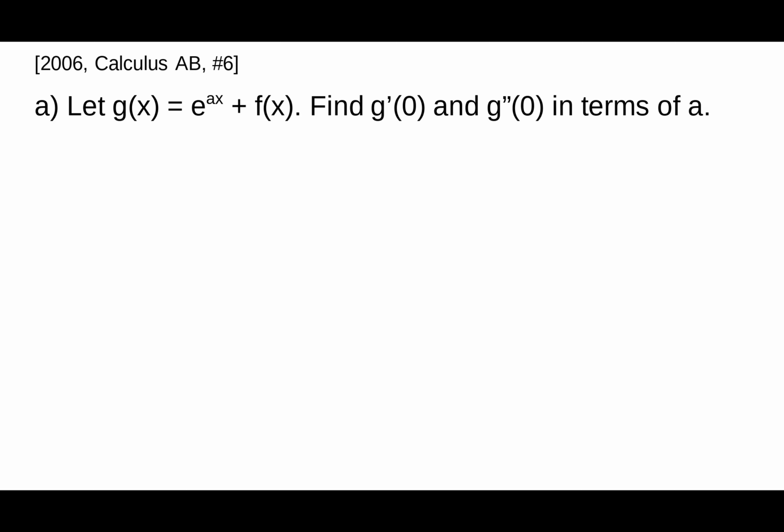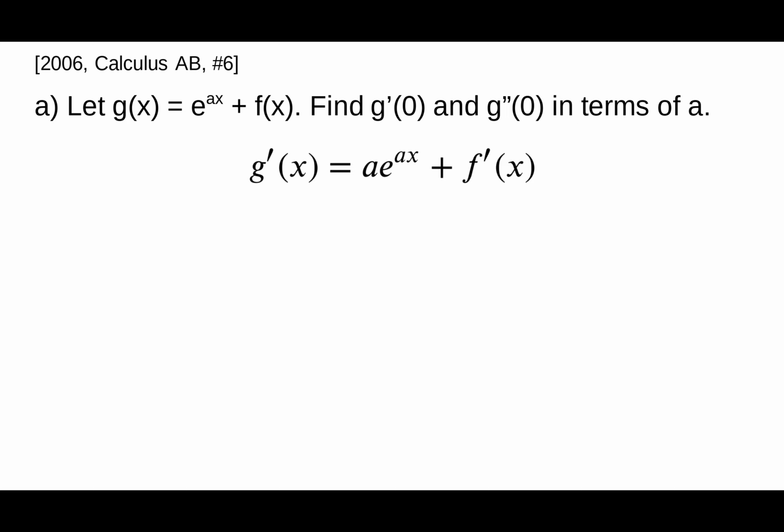In part A of the question, we define a new function g of x, which is equal to e to the ax plus f of x. And we are tasked with finding g prime of 0 and g double prime of 0, all in terms of a. We can use differentiation techniques to determine a rule for g prime of x. That would just be a times e to the ax plus f prime of x.